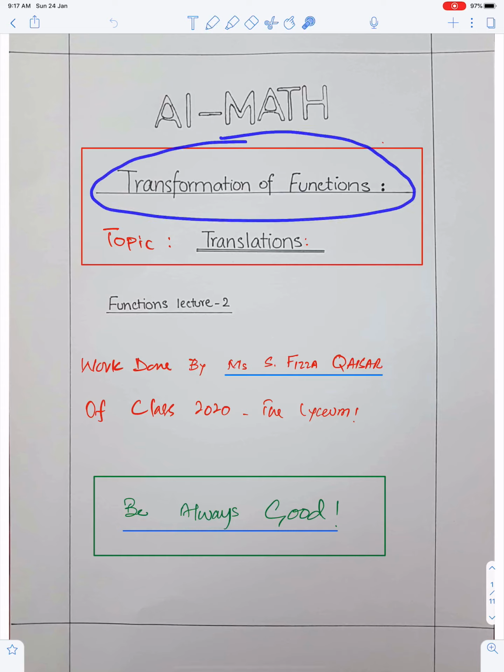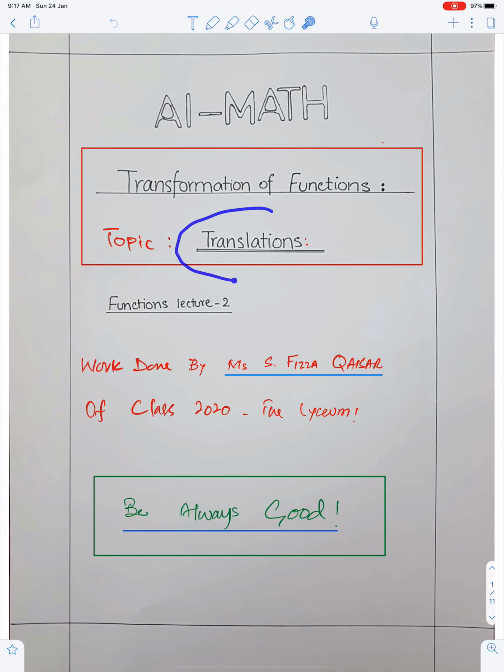Transformation of functions. The topic of this lecture is translations. For this lecture, I am using the work of one of my best students, Miss Sayyida Fiza Kaisar of class 2020, the Lyceum. An important advice for me and for everyone: be always good.